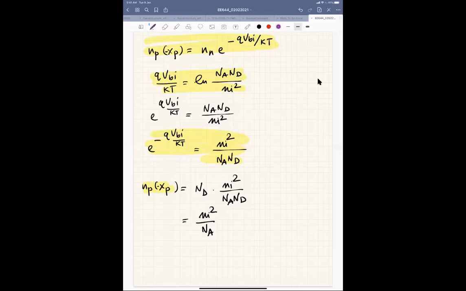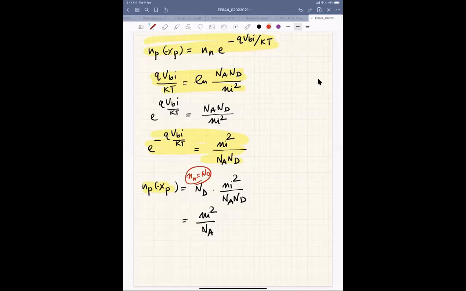So here your nn equal to nd, assuming that all the dopant ions are ionized. So nn equal to nd, and this e to the minus q v by kt is ni square by nd. If I do the simplification, this is ni square by na. That we know, right? The number of electrons in the p side in equilibrium is ni square by na, and this also we could derive here.